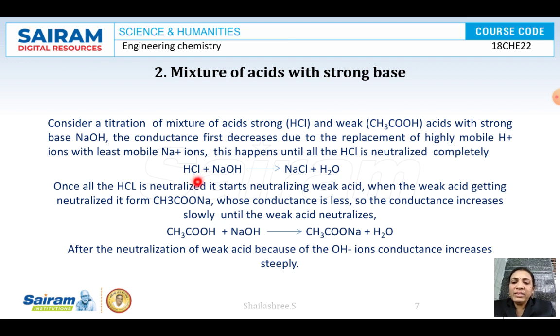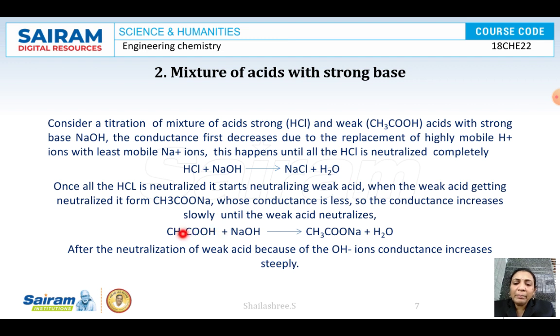Like the previous case we have discussed, there is a replacement of highly mobile H plus ions with the least mobile sodium ions, so the conductance decreases first. Until the HCl is present, the conductance will be decreasing. Once all the HCl is completely neutralized, what will happen? It will start neutralizing the weak acid. When the strong acid is getting neutralized, you will be getting a reduction in conductance.